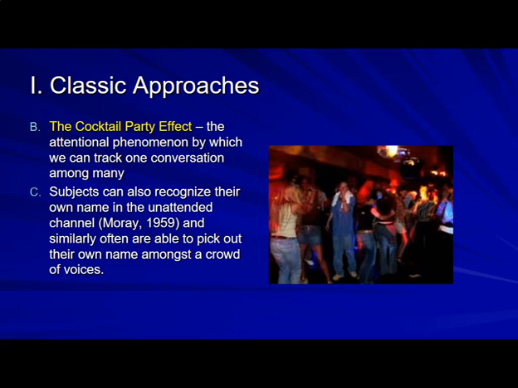If you're like me, I do it much better if I can see the person, you know, look right at the person I'm talking to. I can actually hear them better, right? Because you can actually get some visual information about that. But subjects, as Moray discovered, were able to pick out their name if it was presented in that unattended channel. And in fact, we know from basic life experiences that we can pick out our name if it's said somewhere near us.